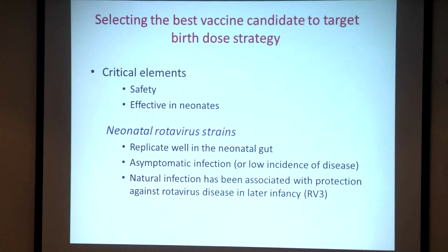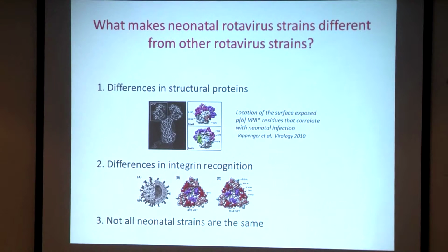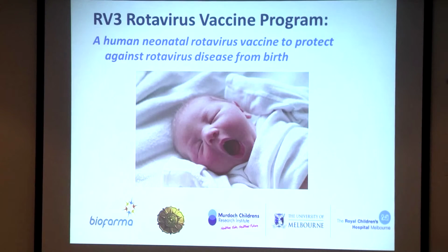We would argue if you were going to give a birth dose of a rotavirus vaccine, then we should perhaps use the lessons from nature and use a neonatal human strain. Neonatal rotavirus strains do infect babies in the first month of life normally, but don't cause disease. They have specific receptors and specific ways they attach into the newborn gut. And some of these differences are related to the structural proteins of the neonatal strains, differences in integrin recognition, and it's not the same for all neonatal rotavirus strains.